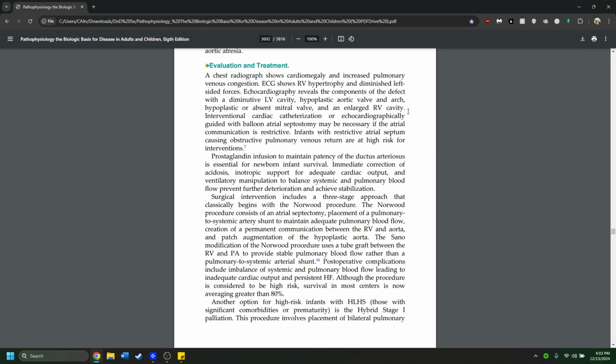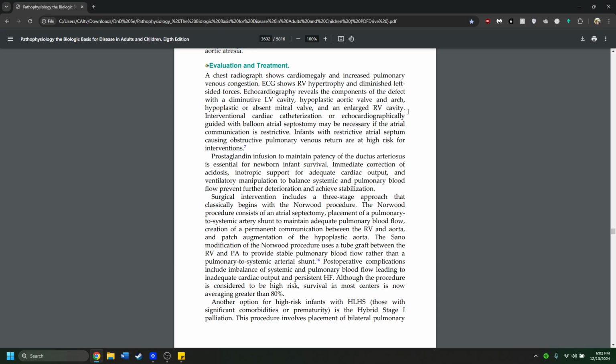Chest radiograph will show cardiomegaly and increased pulmonary venous congestion. An EKG shows right ventricular hypertrophy and a diminished left-sided force. An echo reveals the components of the defect with a diminutive left ventricular cavity, hypoplastic aortic valve and arch, hypoplastic or absent mitral valve, and an enlarged right ventricular cavity.